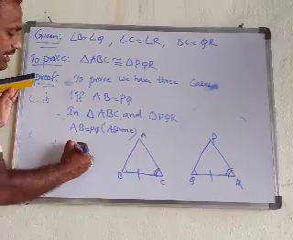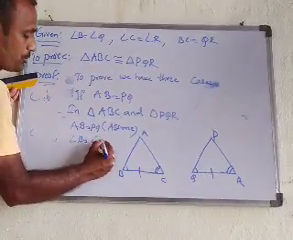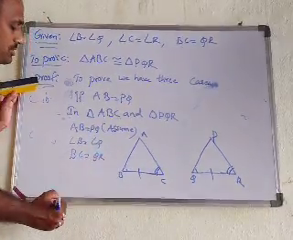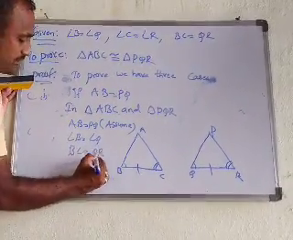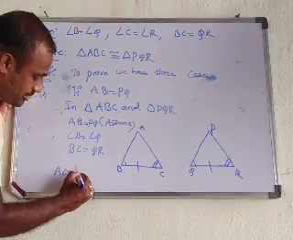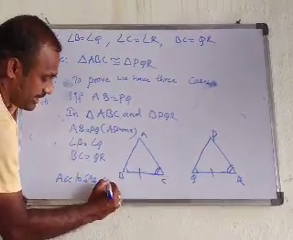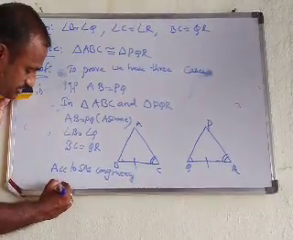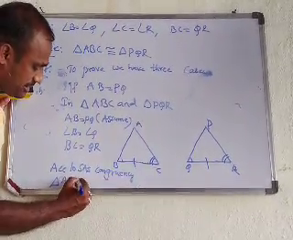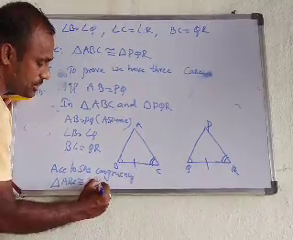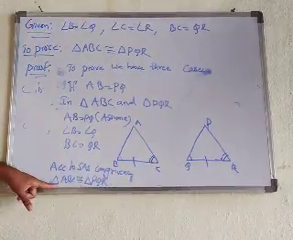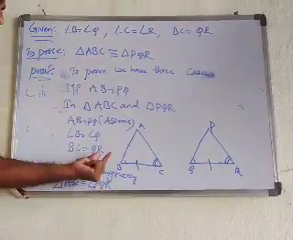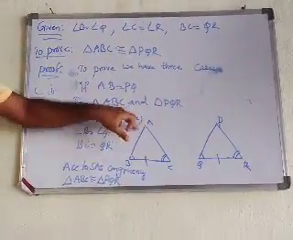Next, it is already given that angle B is equal to angle Q and BC is equal to QR. So here two sides and one angle are equal. So according to SAS congruency criteria, we can say that triangle ABC is congruent to triangle PQR. This is the first case, where we assumed AB is equal to PQ. In the second case we will assume that AB is greater than PQ.